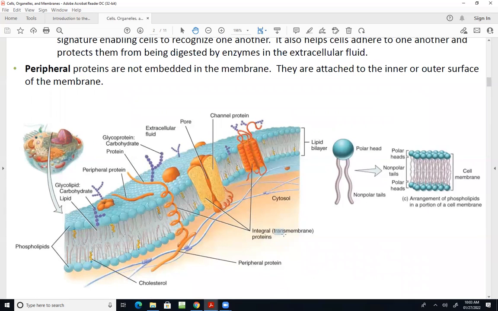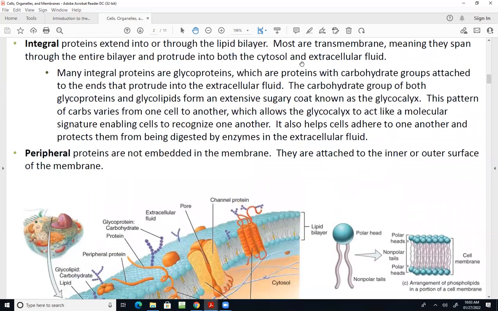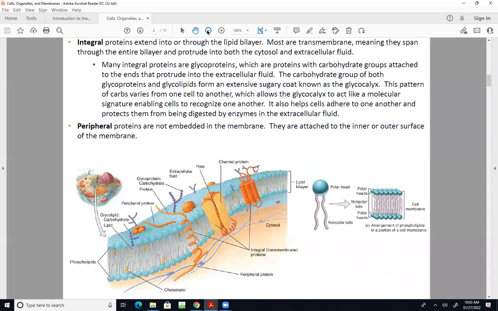There's that prefix trans again. Trans means across or through, and so that means they go all the way through, touching the outside and the inside of the plasma membrane, protruding into the cytosol and extracellular fluid. Now, many of our integral proteins are glycoproteins, like this one here, which is just like a glycolipid in that it's got a carbohydrate attached to it.